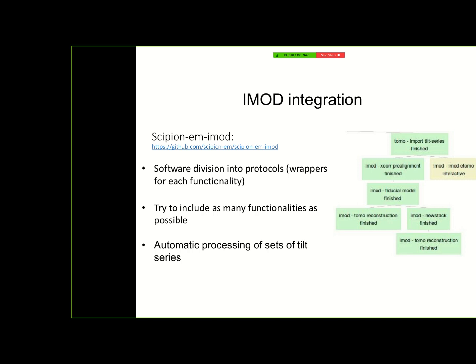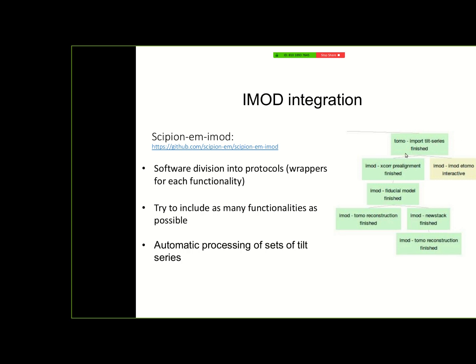Or you can do it in a fully automatic way. So we have chopped the steps in Itomo into small pieces, so that once, let's say that you have 100 tomograms, so you import the 100 tilt series.